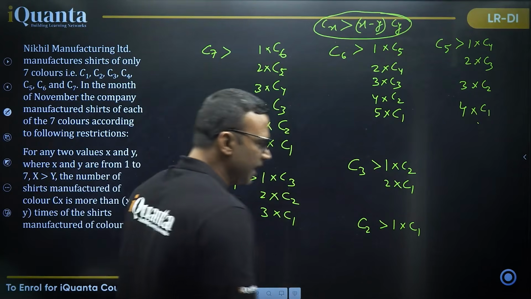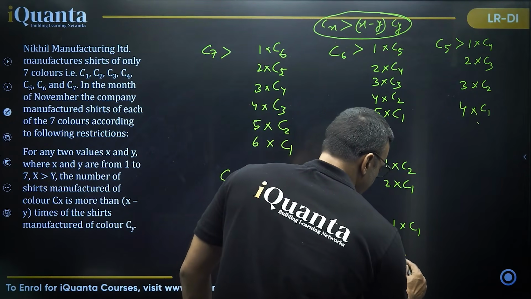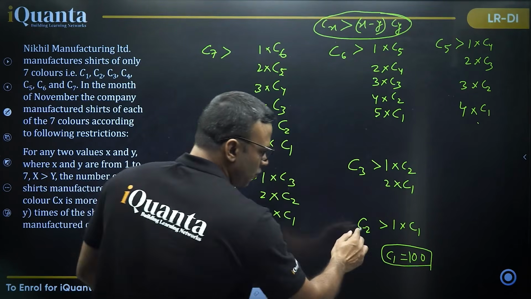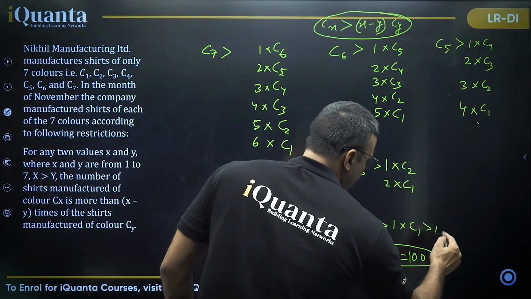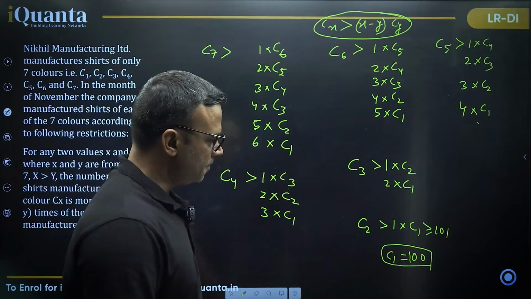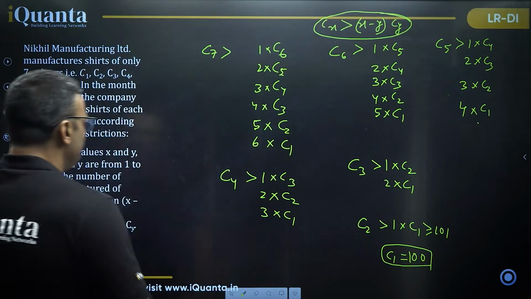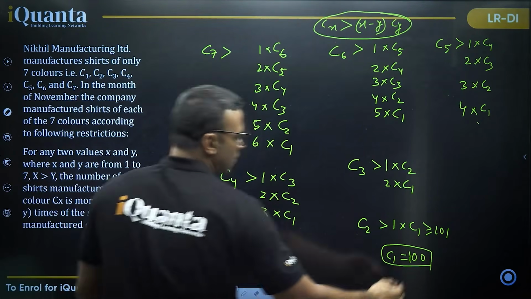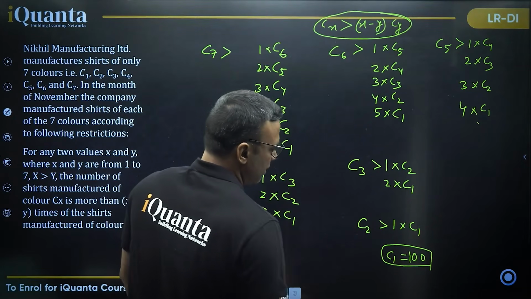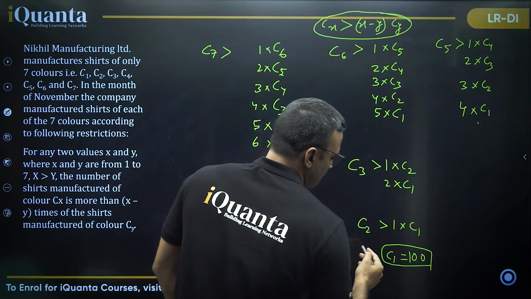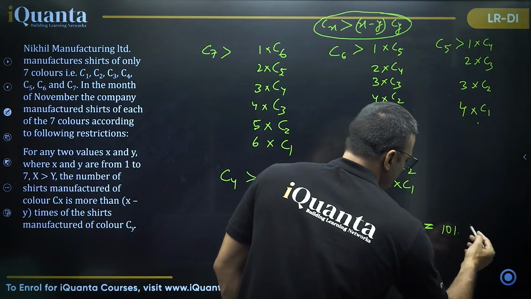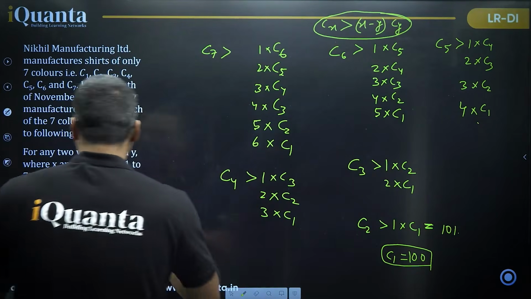So if I take C1 as 100, then C2 has to be more than 101. In fact, more than or equal to 101. C2 has to be more than or equal to 101. So let me remove this, and for C2 the possible values I'm writing like this: 101, 102. Let it be just 101.